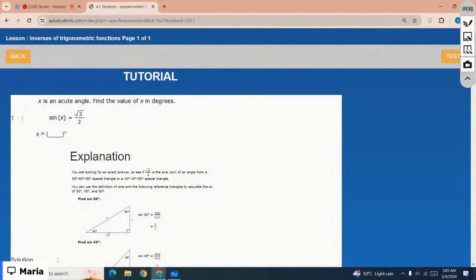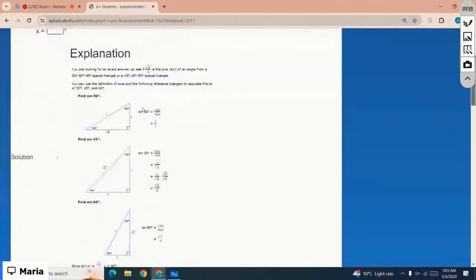So you can use the definition of sine and the following reference triangles to calculate the sine of 30, 45 and 60. So here we're going to use the triangle that is 30, 60 and 90-degree triangle. Here is the triangle 30, 60 and 90. So when we use the 30, 60 and 90-degree triangle, we have the base is 1, the adjacent is square root 2, the opposite is 1 and the hypotenuse is 2, right?